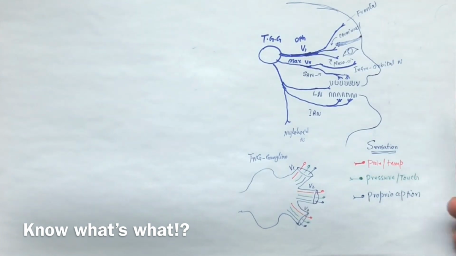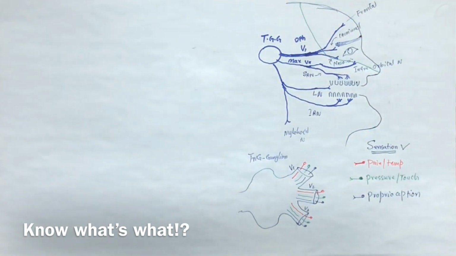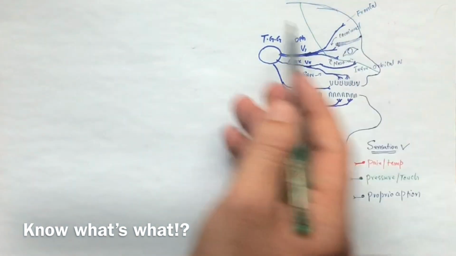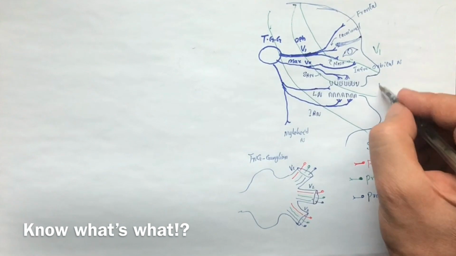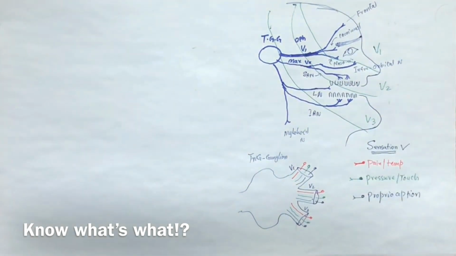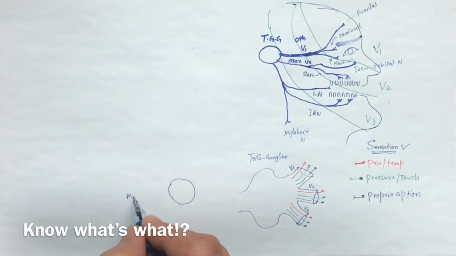Now the ophthalmic branch will receive all these sensations from here, and then under it will be received by the maxillary branch and then mandibular branch. So V1 will receive all these sensations, V2 and V3 from different part of the face, and they will bring it to the trigeminal ganglion. From the trigeminal ganglion, they will take to the trigeminal nuclei.